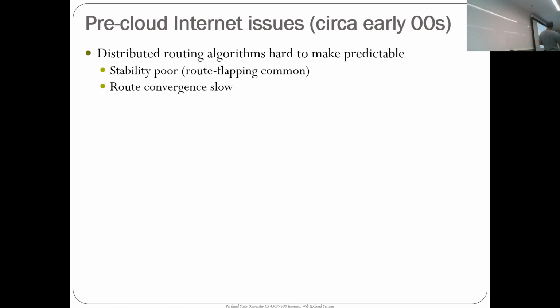And the route convergence was slow. So if somebody had a route update, it would take many milliseconds for the routing to converge because you're doing this distance vector operation, where you're broadcasting state and then updating tables incrementally. That makes routing convergence slow on the internet.